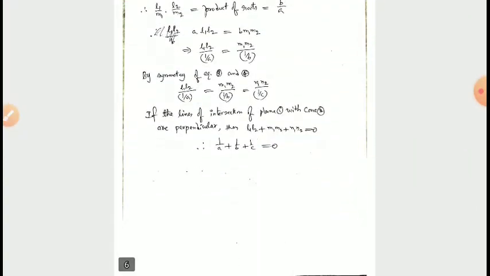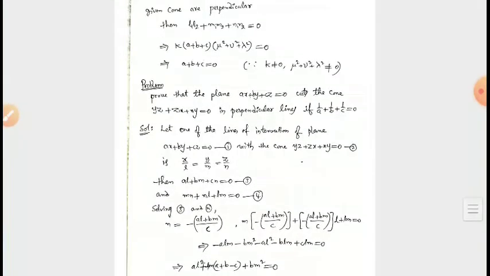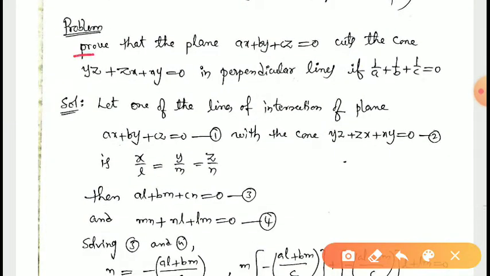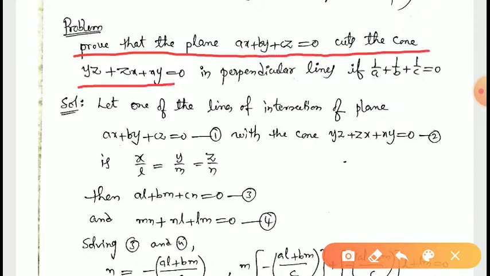See this problem. Next, see this. Prove that the plane ax plus by plus cz is equal to 0 cuts the cone yz plus zx plus xy is equal to 0 in perpendicular lines if 1 by a plus 1 by b plus 1 by c is equal to 0.